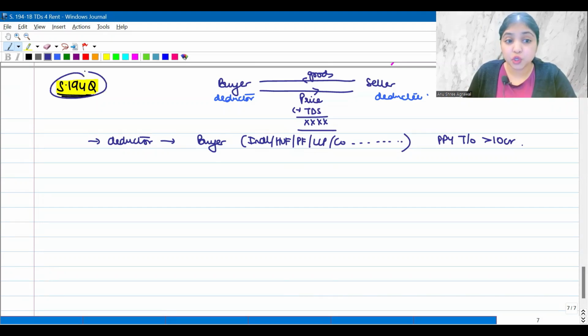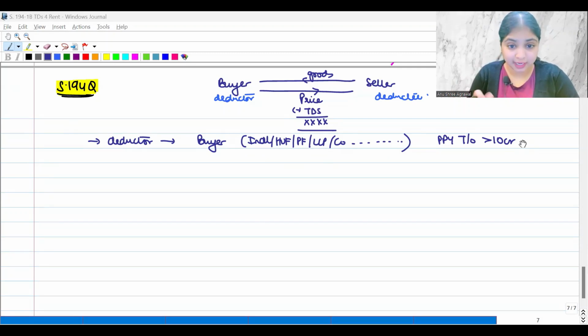But under 194Q, first of all, not 1 crore turnover, I'm talking about 10 crore turnover. And secondly, the deductor can be any person. I'm not talking about just individual or HUF. I'm covering them all. So under section 194Q, the deductor has to be a buyer. The buyer may be individual, HUF, partnership firm, LLP, any kind of person, just that the preceding previous year turnover has to be more than 10 crore.